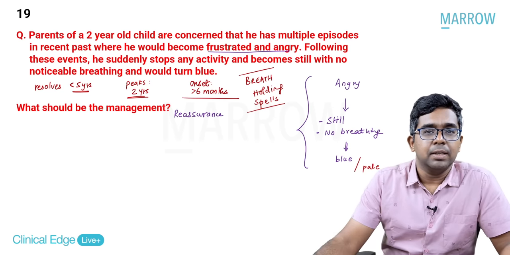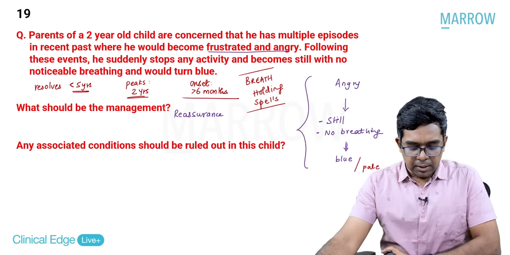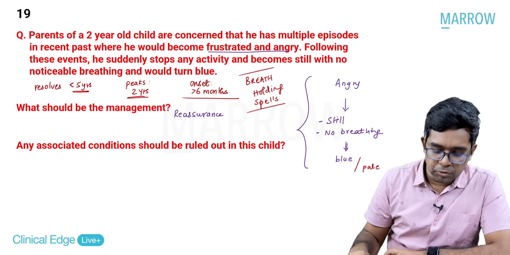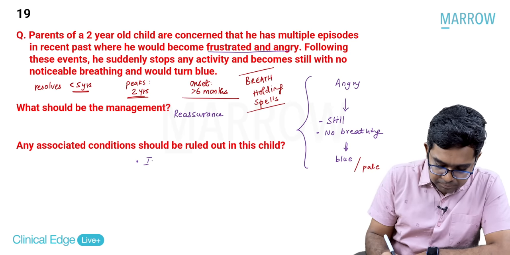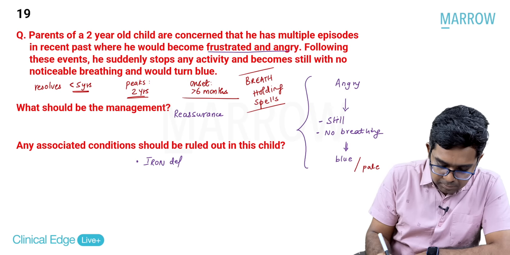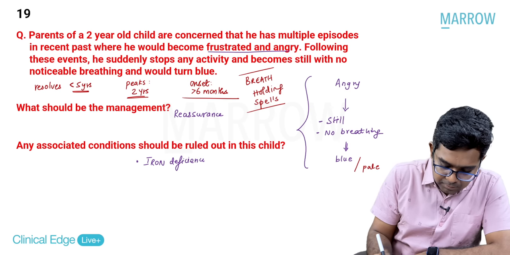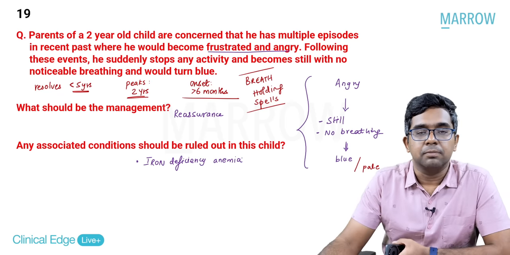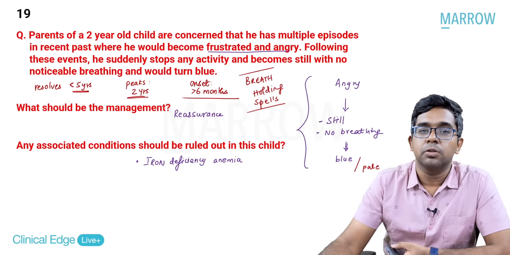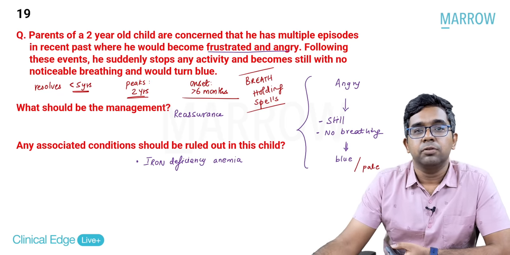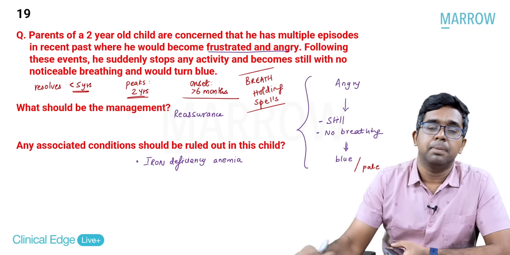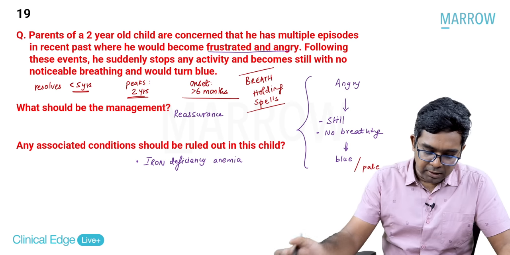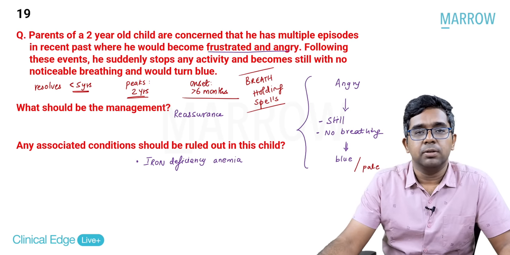Okay, now look at the next question in this scenario. Any associated condition should be ruled out in this particular child? Of course, yes, I have to rule out iron deficiency anemia, because that condition is associated with an increased association with breath holding spells. So if it is detected, I have to supplement iron in this particular child as part of management. Okay, so that's about question number 19, which is related to breath holding spells.